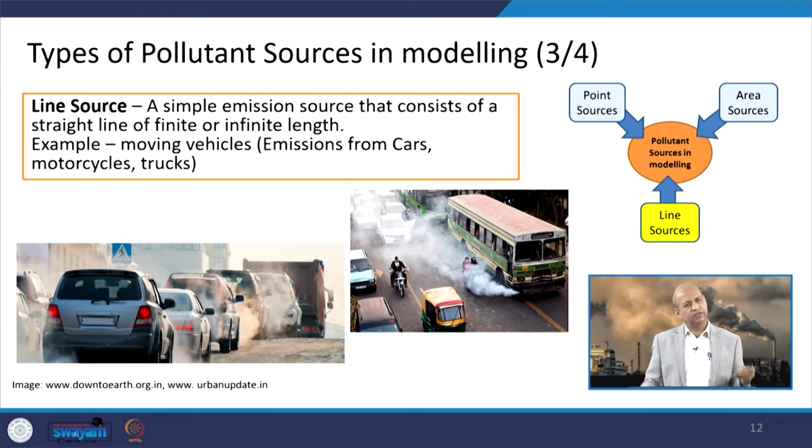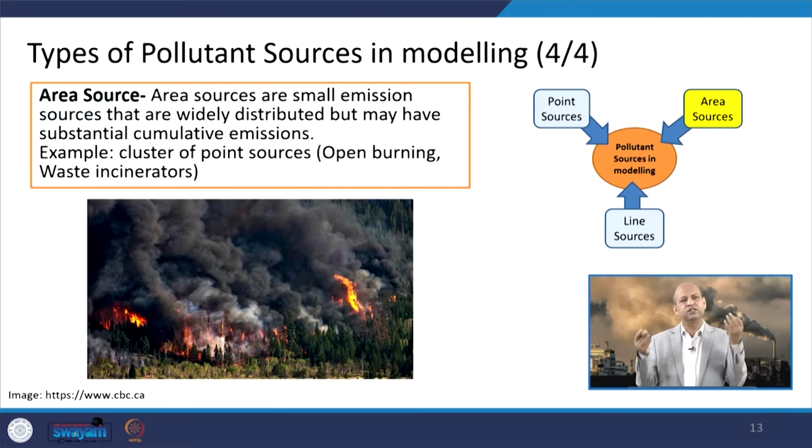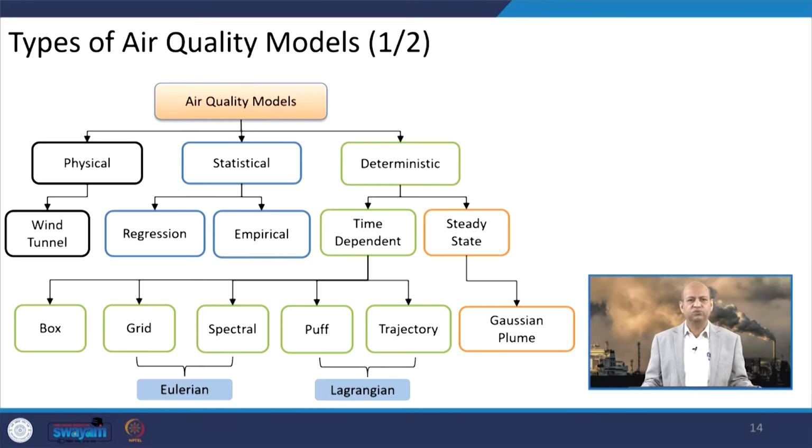Similarly, an area source could be a big industrial area where so many point sources are there, then you can consider it as an area source. Or emissions coming out of a forest fire or a landfill site, where a lot of emission is coming from several square kilometers, or several hundred square meters, then you can consider it as an area source also.